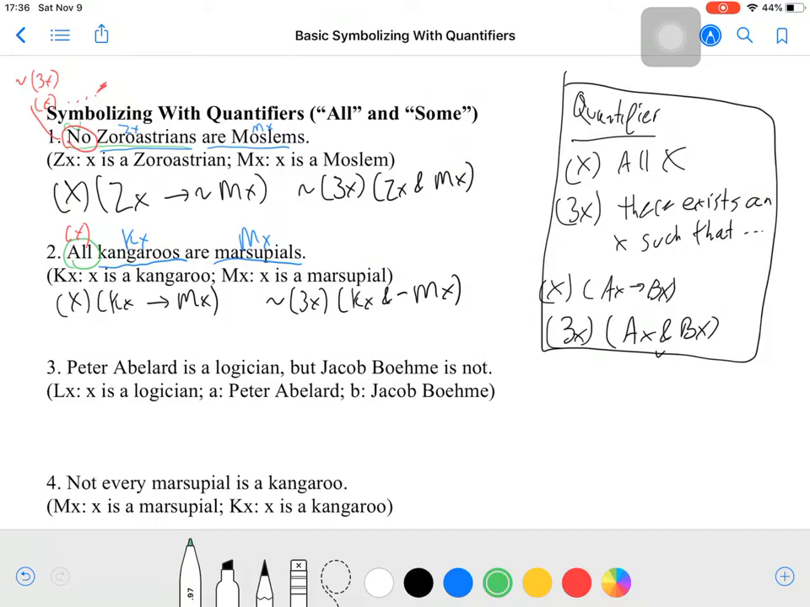Now let's go to number three. Number three, the thing to notice is we have specific people here. We have Peter Abelard and Jacob Boehme. We also have a not.